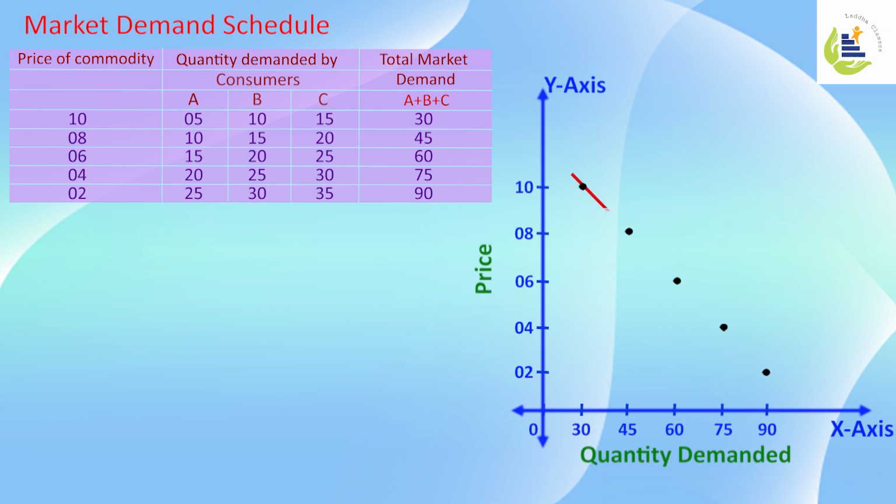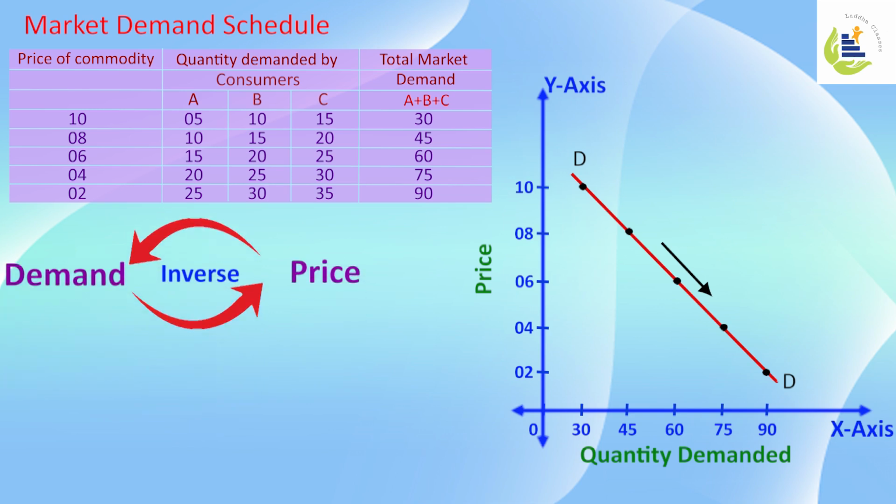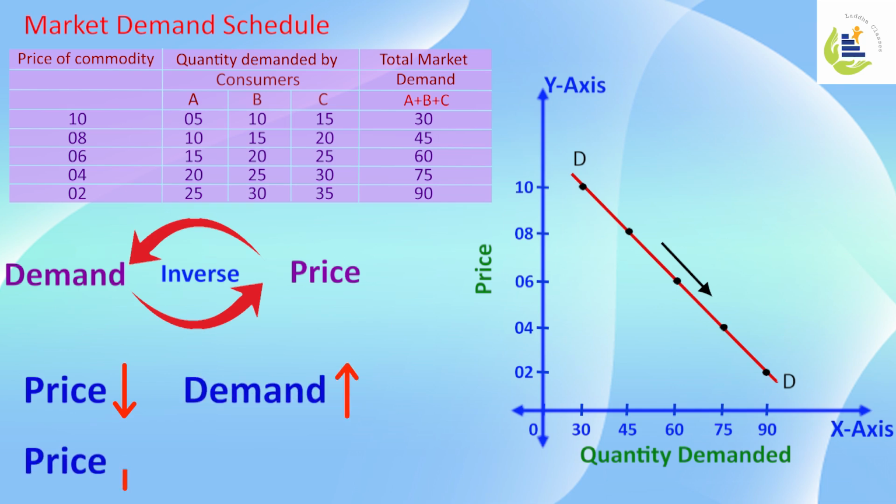So if we join this graph, we get a demand curve which is sloping downward. We can identify that there is an inverse relationship between price and demand. The demand curve is sloping downwards. As the price decreases, the demand for the product increases, or vice versa. If the price increases, demand for the product decreases. So the aggregate market demand schedule and demand curve help us understand the nature of the functional relationship between price and demand.